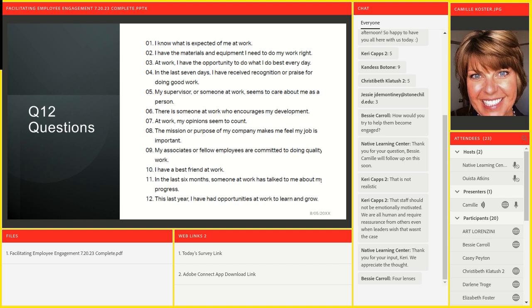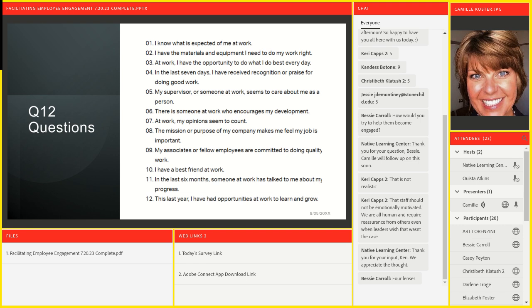Next one, at work, my opinion counts. We talked about that. Number 8, the mission or purpose of my company makes me feel like my job is important. And so, we know that having that mission and that purpose clearly written and out where people can see it is creating our objectives that are speaking back to that mission or purpose. Our processes actually connect back to that mission or purpose, and every single job description flows into that mission and purpose.